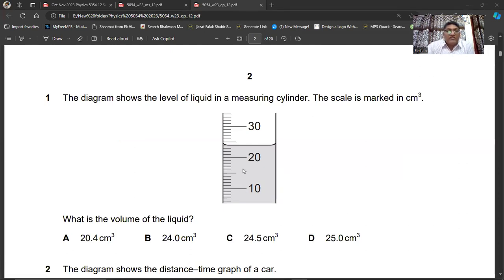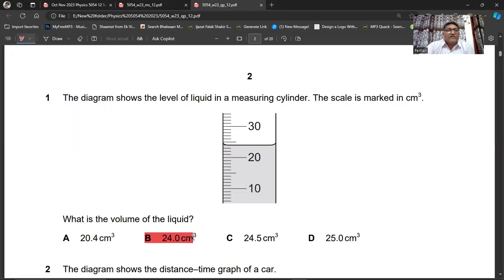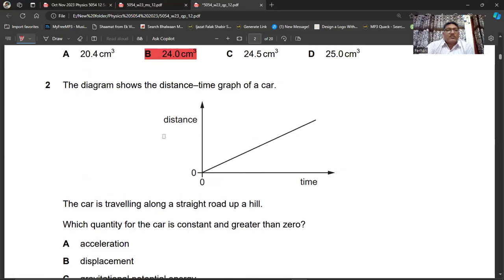The volume is, we will take the lower meniscus, and it is 21, 22, 23, 24. So it is 24.0 centimeter cube. So let's take this. I think B is the answer. Let's check. B is the right answer. The next question.